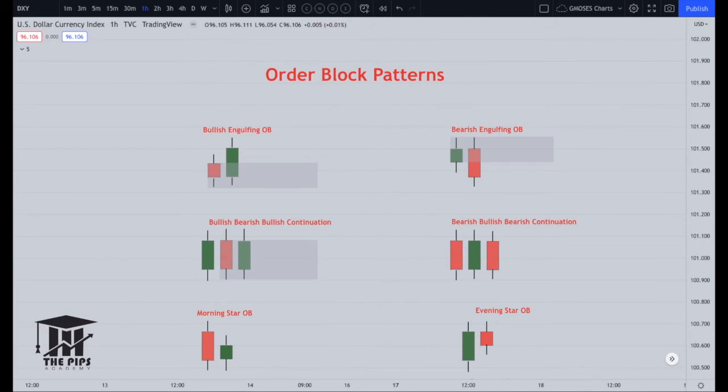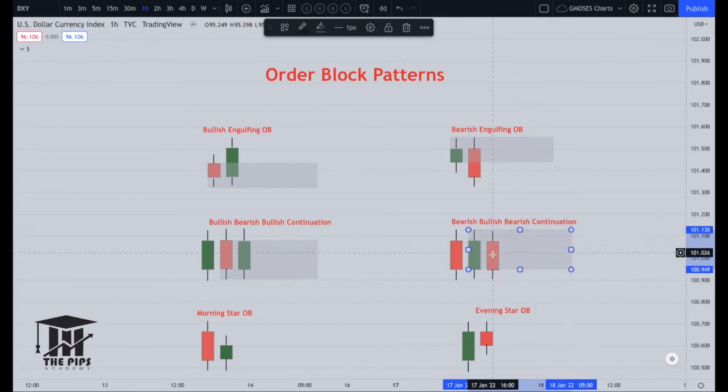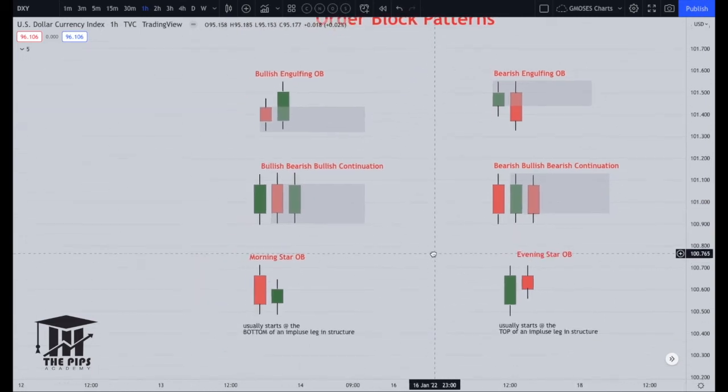This pattern you will do the opposite, which is a bearish, bullish, bearish. You will take it from the bottom of this candle up to the wick, and mark it here. Price will usually continue to the downside, come back to retest, and then continue on with this leg of structure.